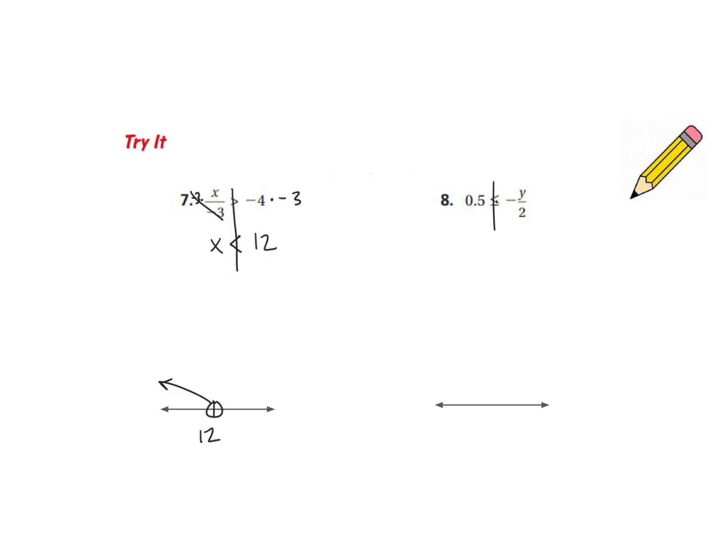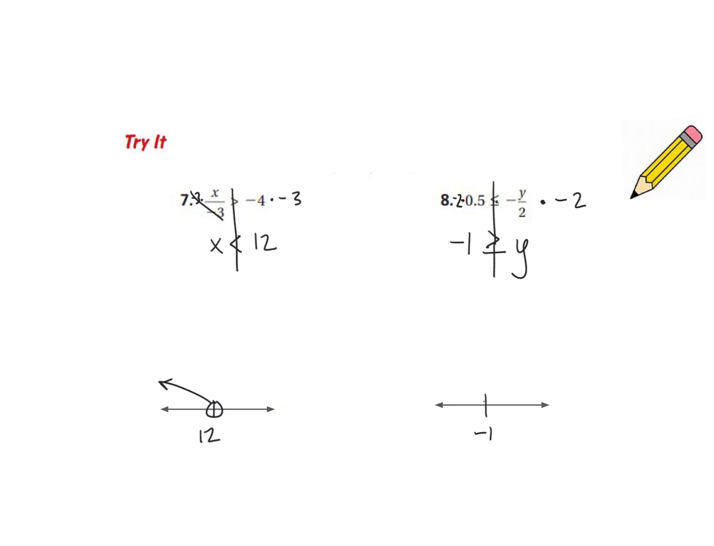In number 8, to get rid of this negative and the 2, I'm going to multiply by -2 and multiply by -2. When I multiply by a negative, my alarm bells go off. I need to flip my sign. Y, and then over here, -2 times 0.5. Well, that's half and that's 2. Those kind of are opposites of each other. I'm left with -1.